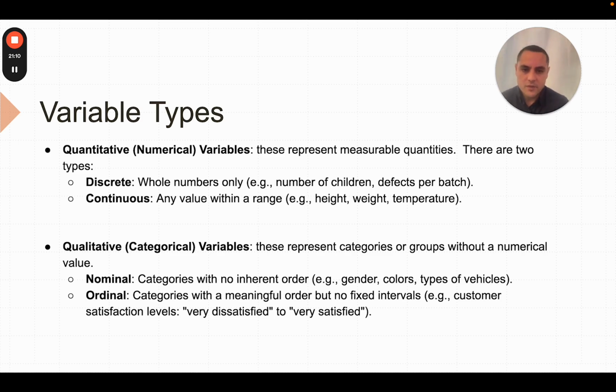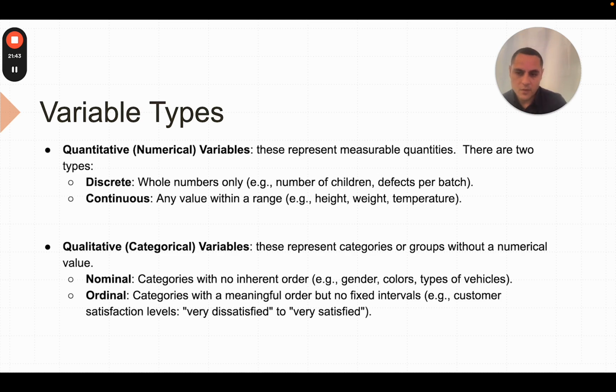And then there's continuous, and for numerical variables that are continuous, that can be any value within a range, right? It might be height, it might be weight, temperature, for example. So height, you could be 5 foot, you can be 6 foot, but you can also be 5'1", 5'9", 5'11", and so on, right?